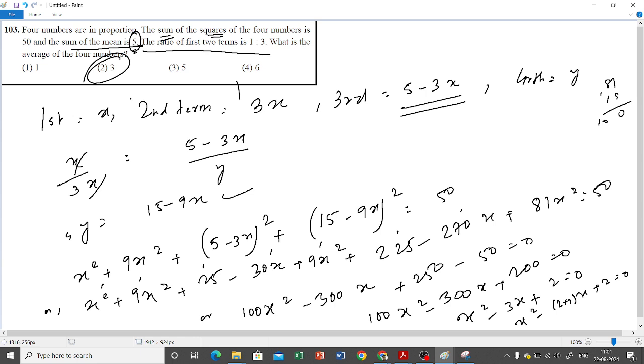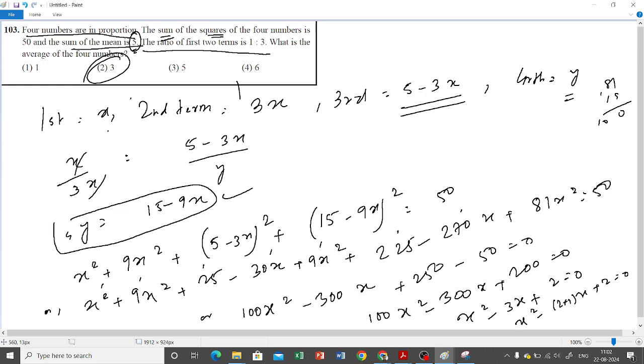What is the fourth term? I am taking the fourth term as y. Now it is given that these four numbers are in proportion. That means x by 3x equals 5 minus 3x by y. If you cross multiply, you will get y as this.